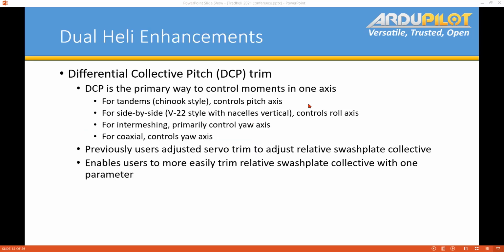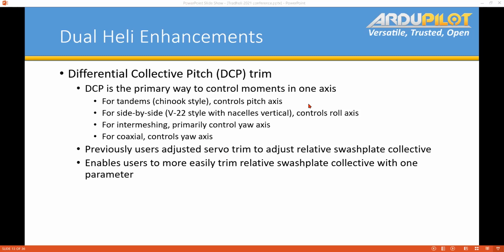So dual Heli, for those that aren't familiar, is basically a motor mixer for the traditional helicopter, which allows you to control tandem-like helicopters, so Chinook-like helicopters, where one rotor is in front of the other. It also allows you to control transverse or side-by-side configurations, like a V-22 style, but minus the nacelle tilt.